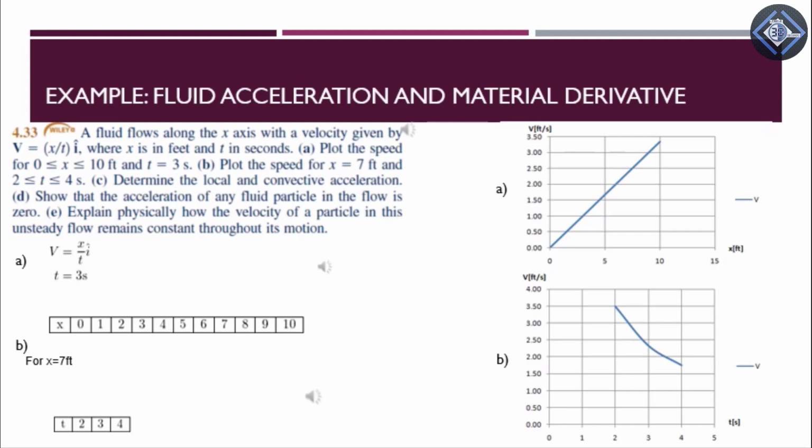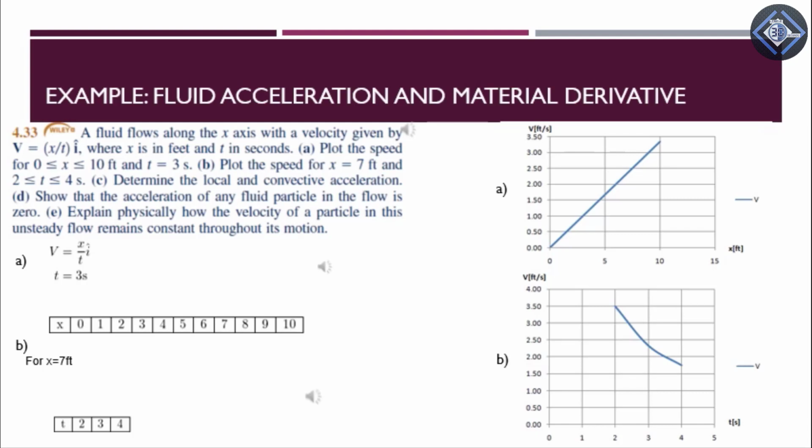So we are being given the expression for velocity, that is v equals x over t i hat, and in part A we are being asked to plot the speed of any fluid particle for x greater than or equal to 0 and less than or equal to 10 feet, and t equal to 3 seconds. So we have to keep the t fixed in the expression for velocity and change x and draw the velocity versus x. That's pretty simple and straightforward. You can see the graph drawn on your screen now.